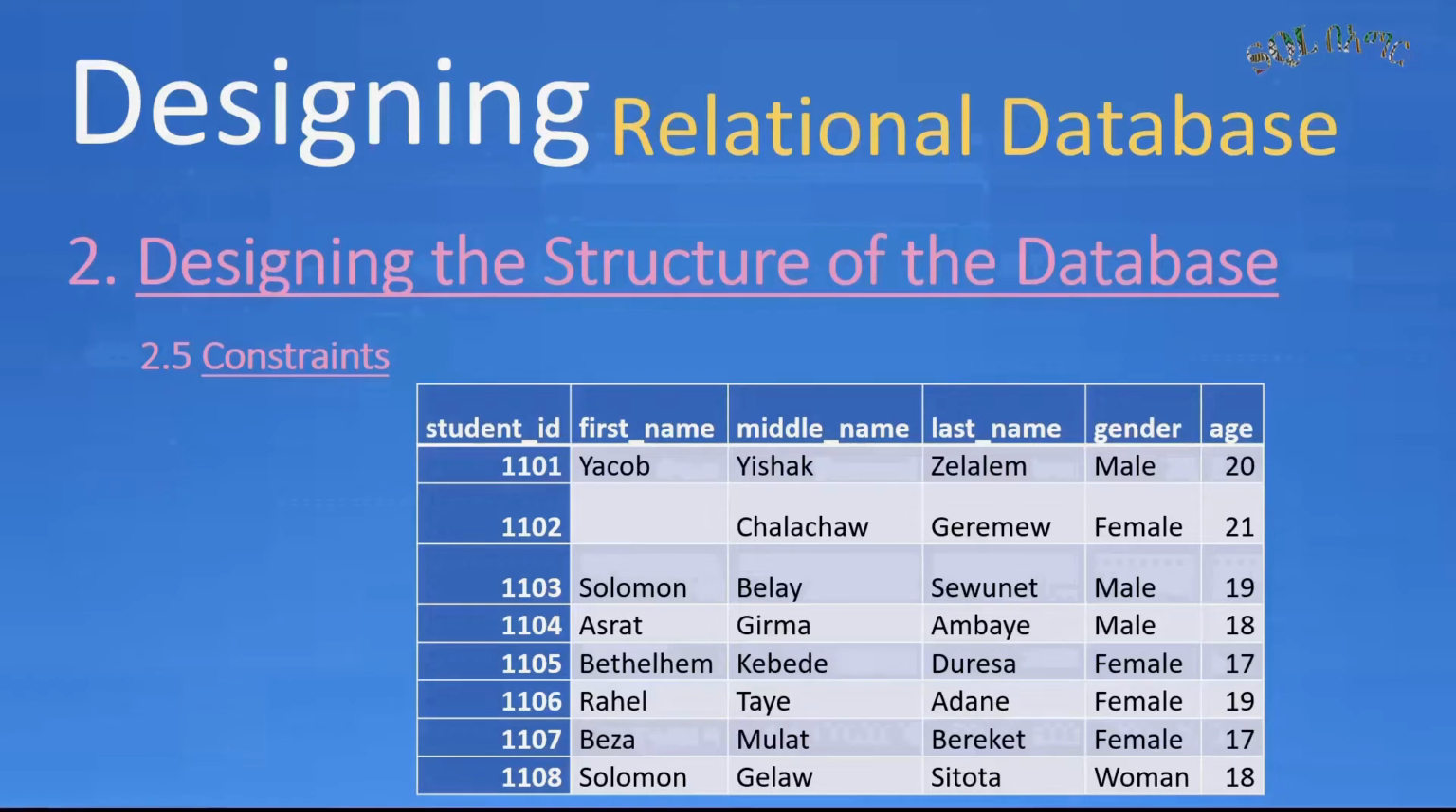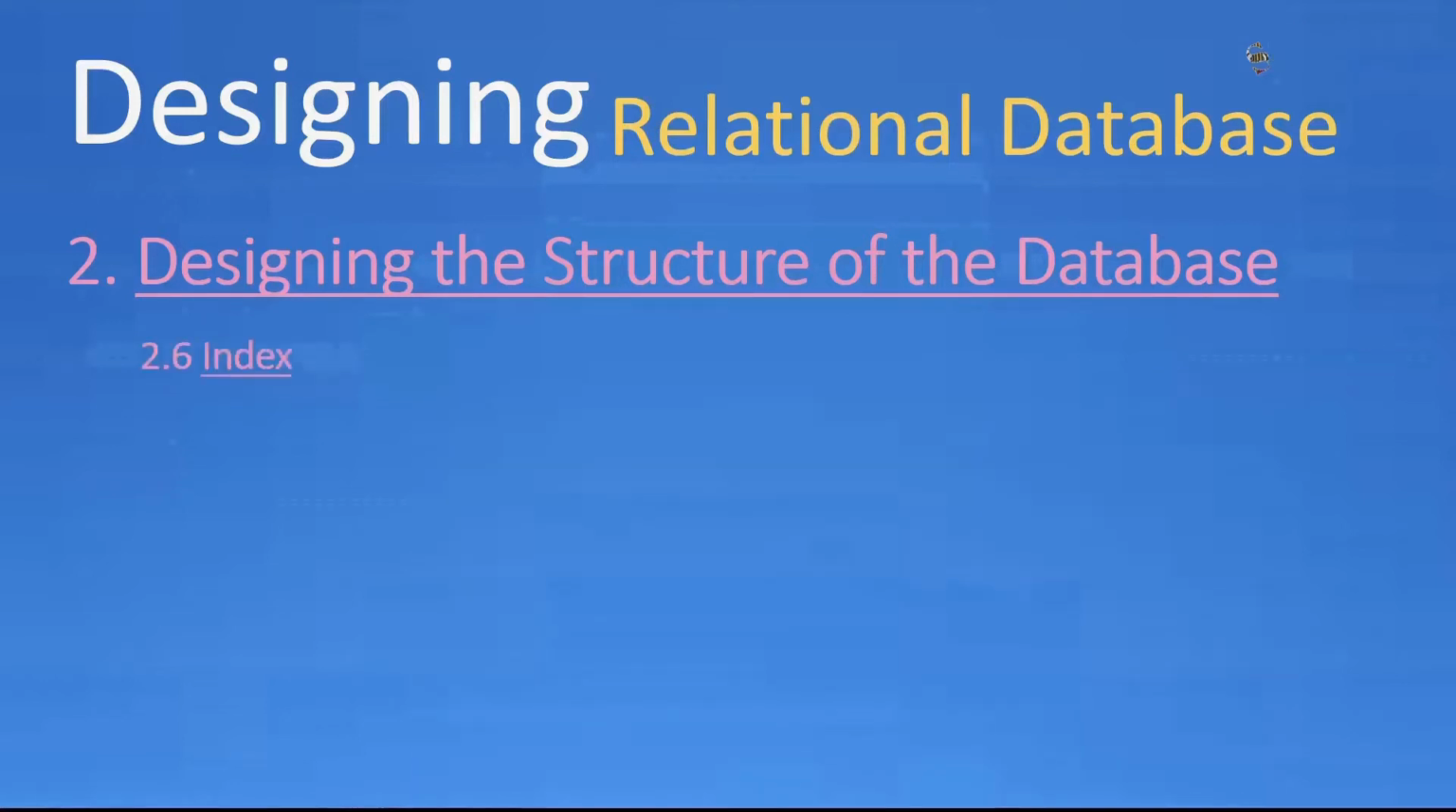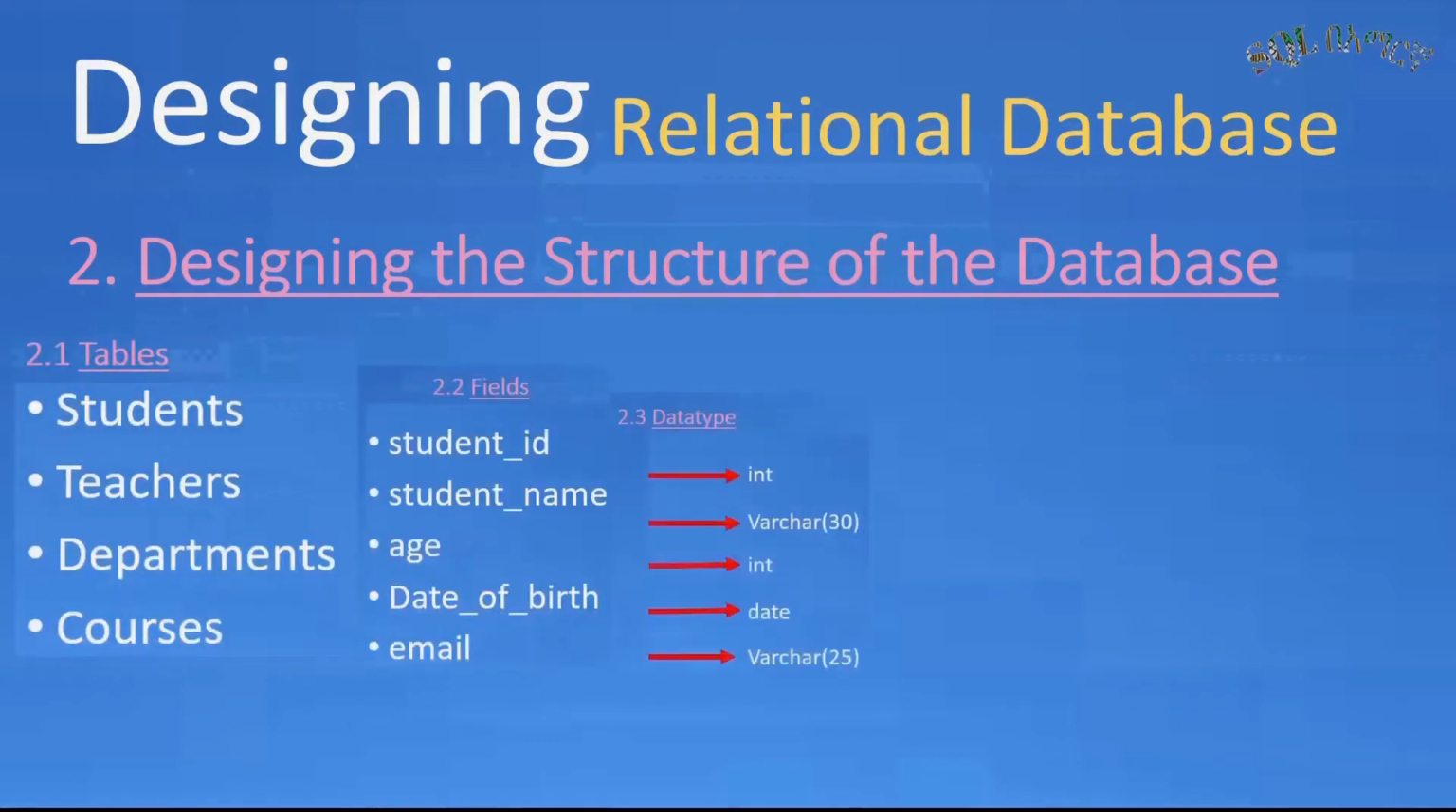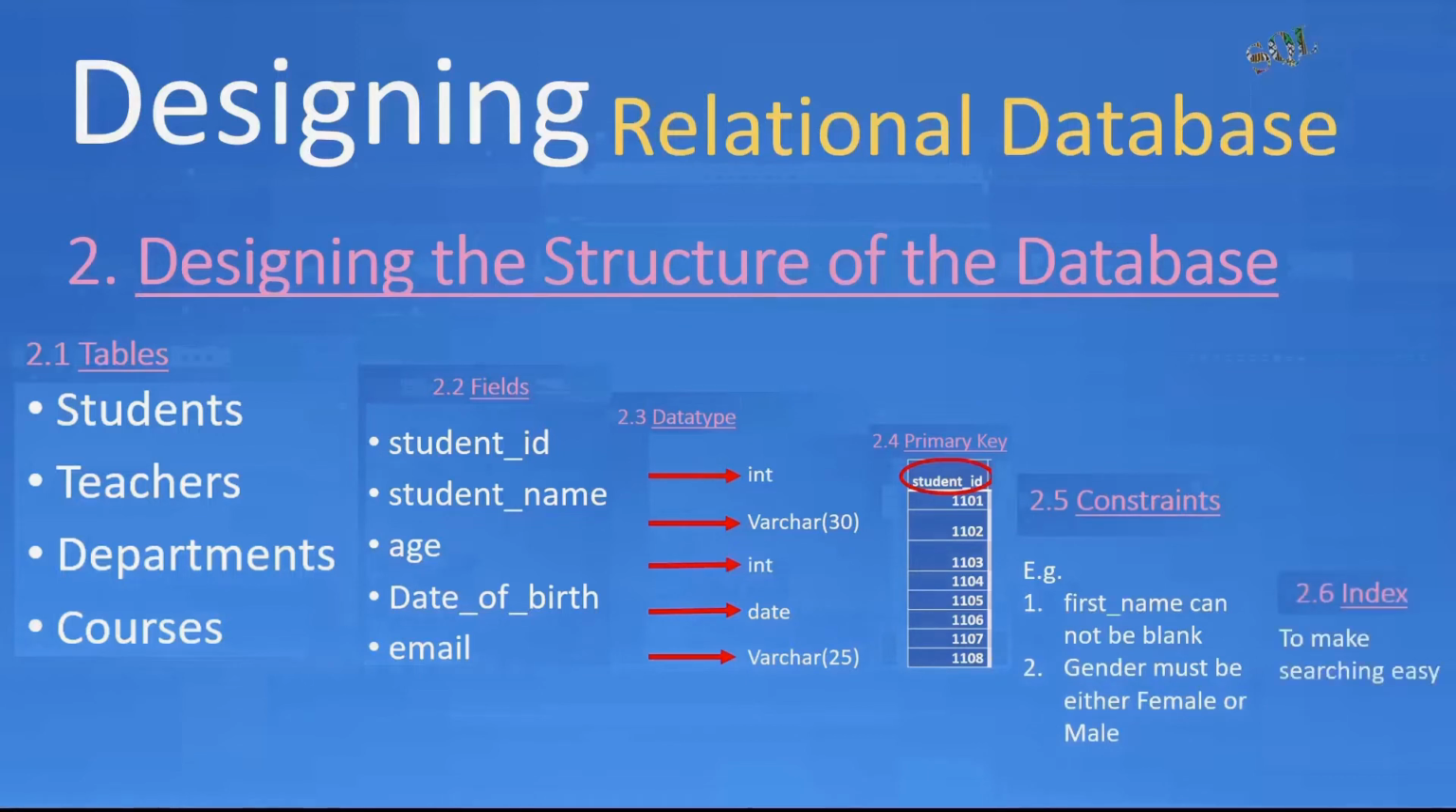Next thing is to decide which column to use as an index column. An index is a way that helps to find data quickly. We will also see about indexes in a future video, but for now, a column that is set as an index column helps us to access data quickly. As you can see, we are designing the structure of the database step by step. We have identified the tables, columns, data types of the columns, the primary key, constraints, and indexes.